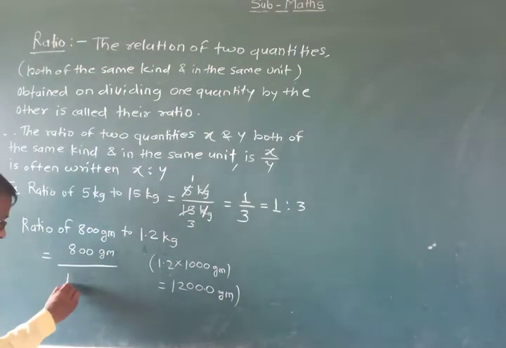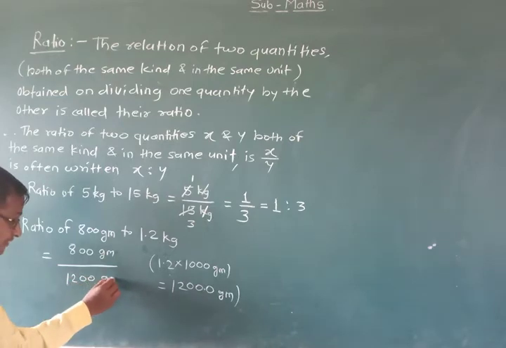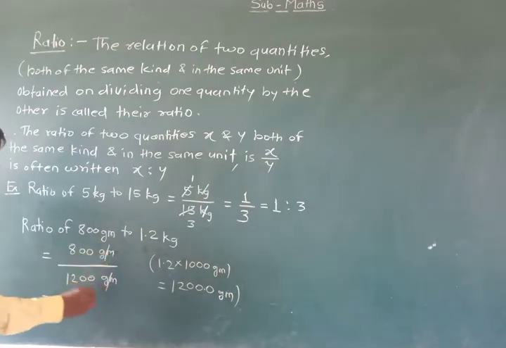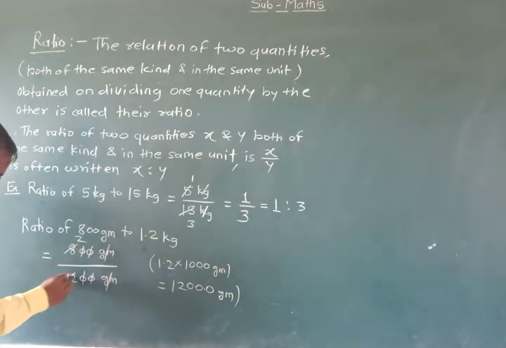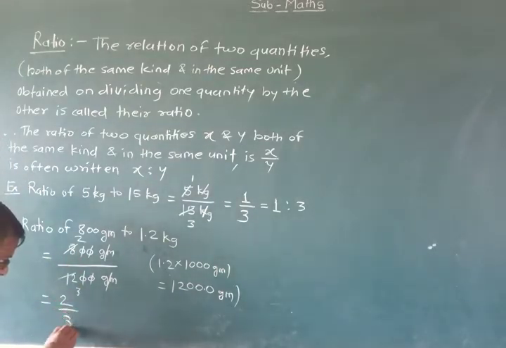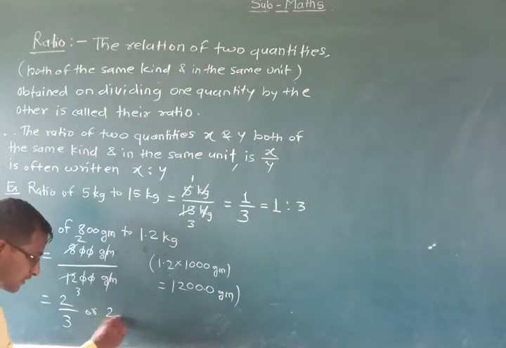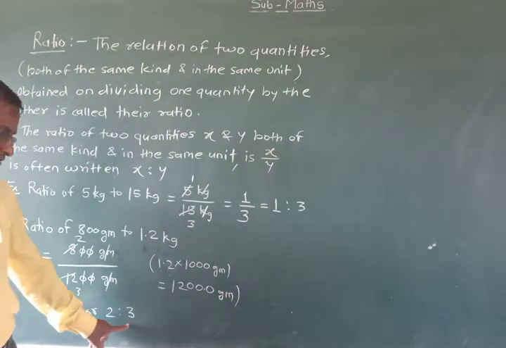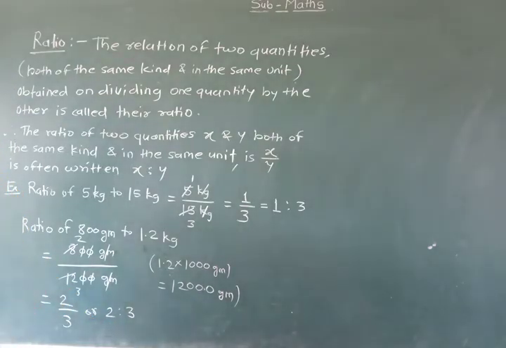1200 grams. So write here 1200 grams. Then you simplify it. Here the unit place 0 and gram get cancelled. Unit place 0 again cancelled. 8 and 12 are present in the 2 or 4 table. 4 2s are 8, 4 3s are 12. So your answer is 2 upon 3 or 2 is to 3. This is the answer. You solve in this way.